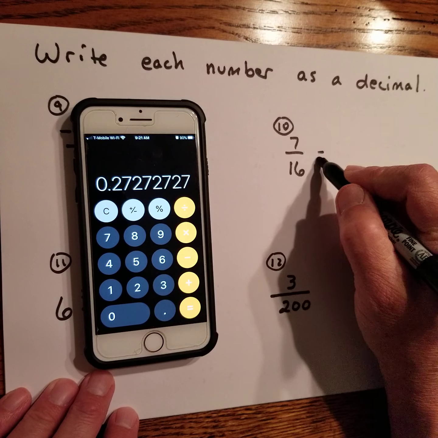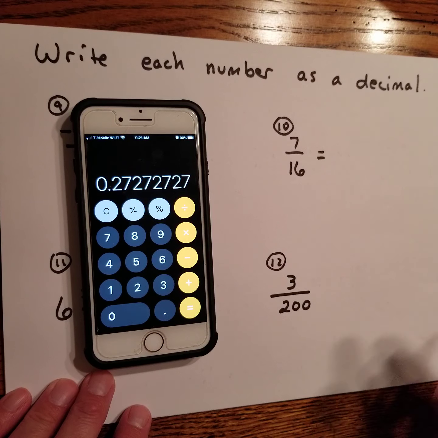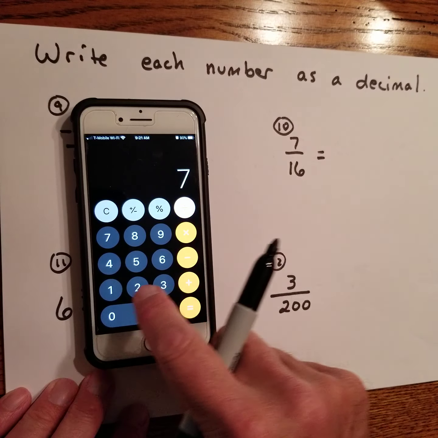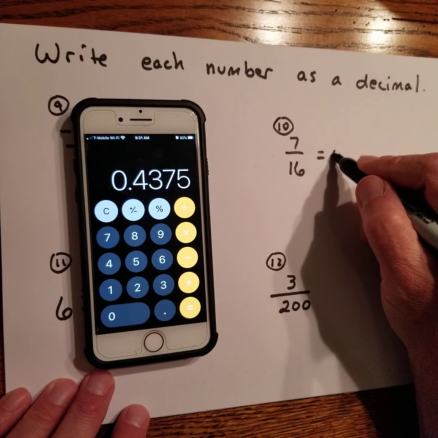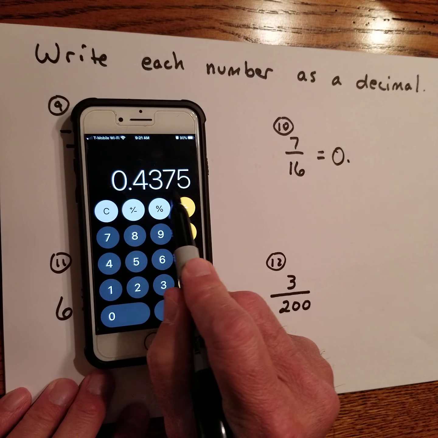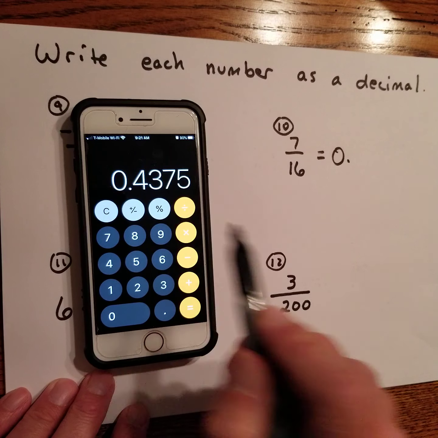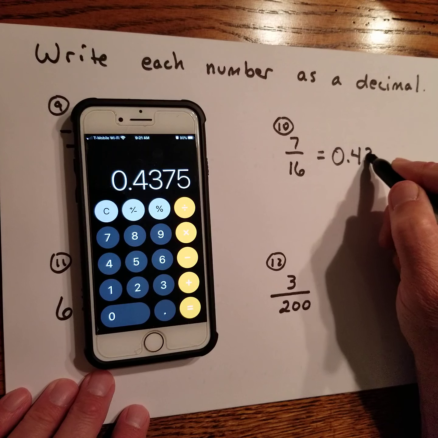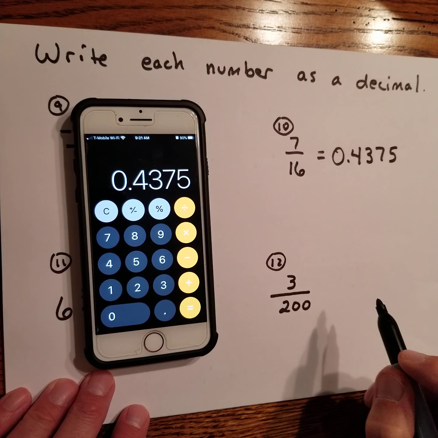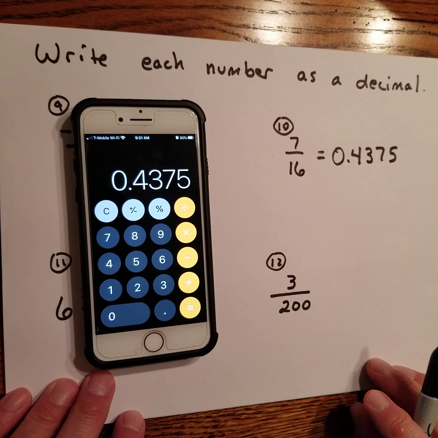On number 10, will it terminate or will it repeat? 7 divided by 16 is 0.4375. Now this one doesn't repeat, it terminates. If it terminates, we write the whole thing down. Don't round it off. Give me the whole answer.